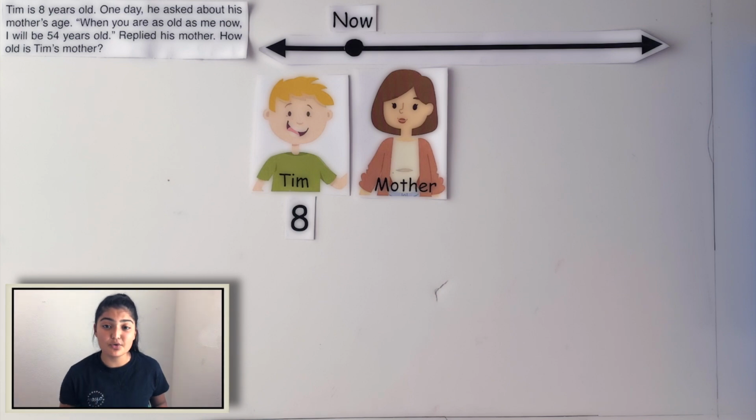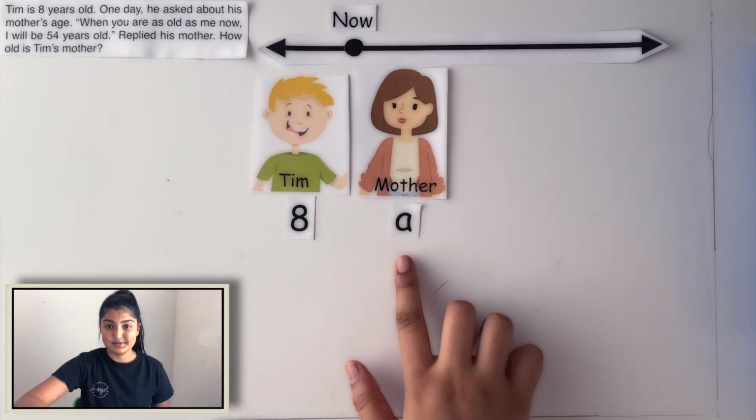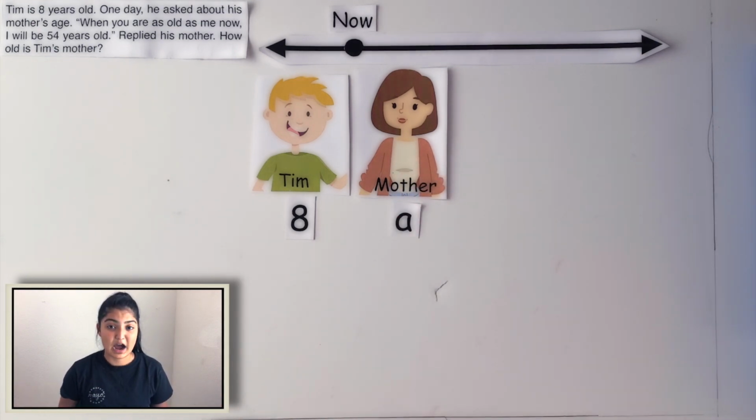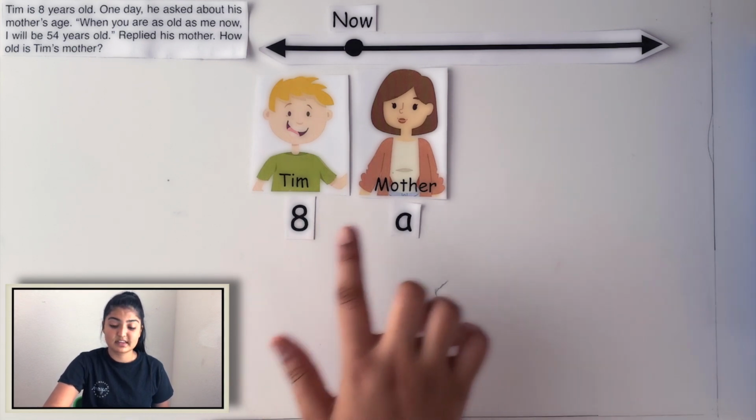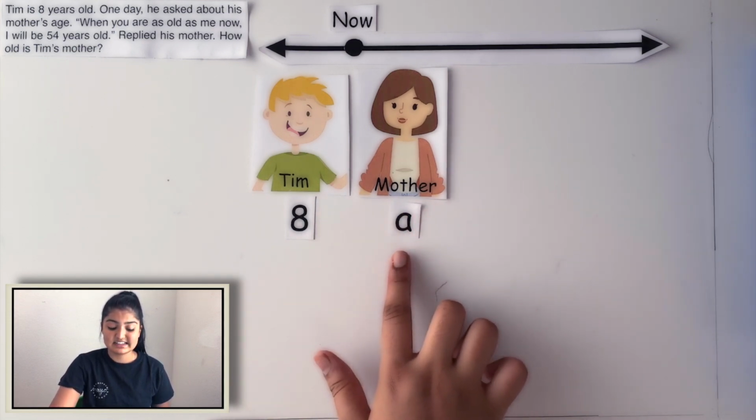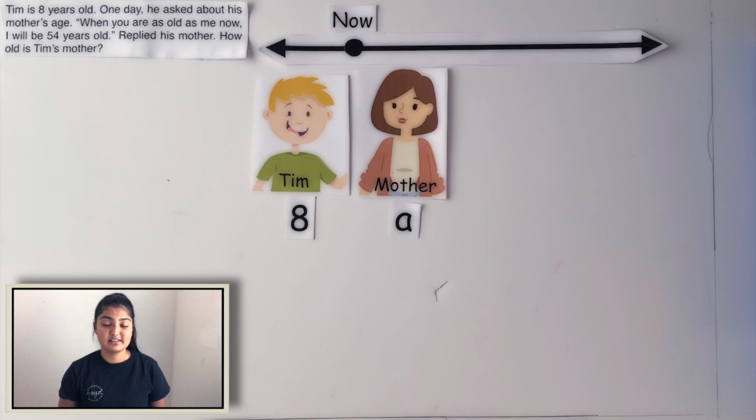And since we don't know how old she is, we can assume her age by using a variable. So, let's assume Tim's mother's age by the variable A. So now, Tim is 8 years old and his mother is A years old. Now let's continue to read the problem.